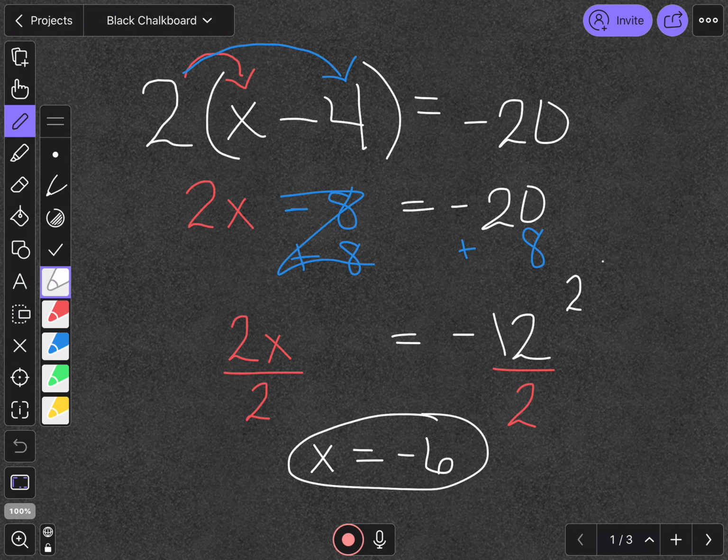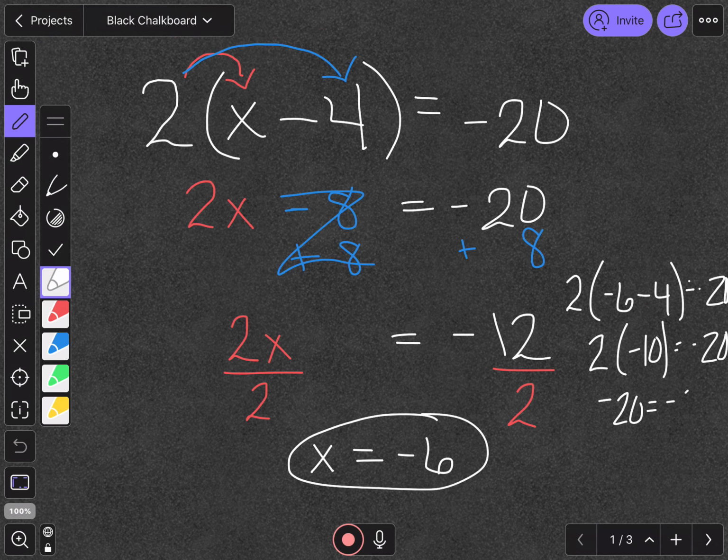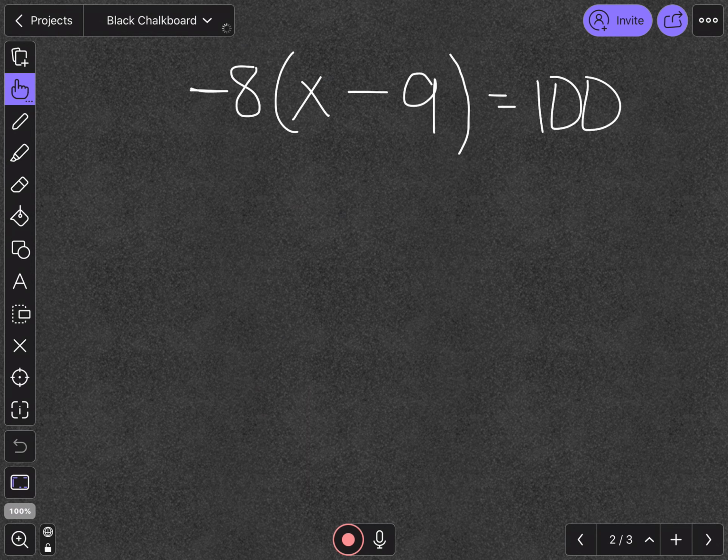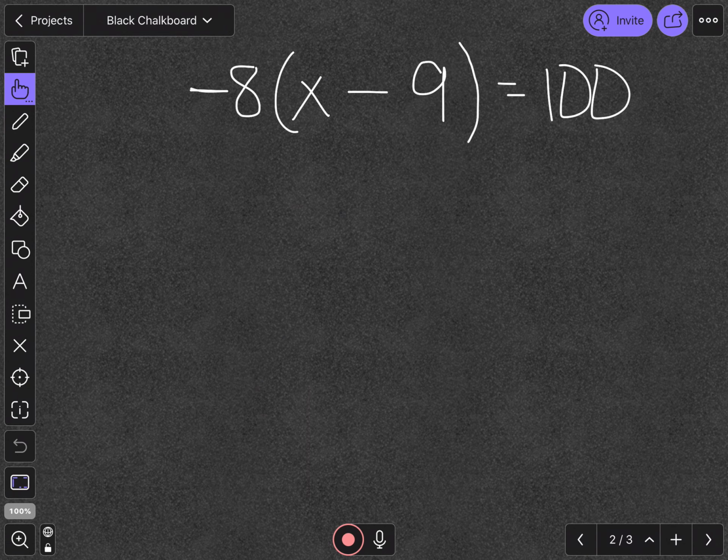So I'm going to put 2 times negative 6 minus 4 equals negative 20. Negative 6 minus 4 is going to be negative 10. 2 times negative 10 is negative 20. So this equation is true. Negative 6 equals x.